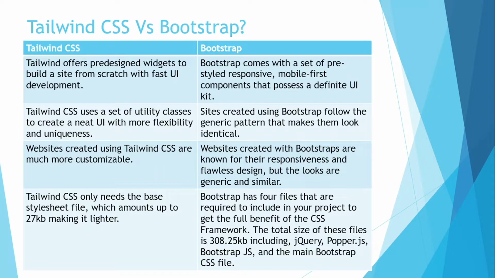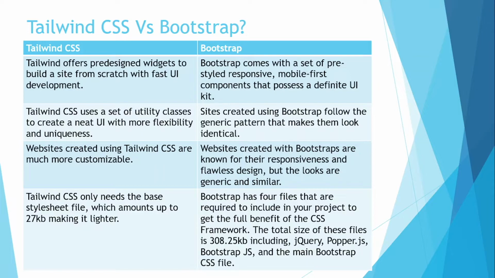So how is it different from Tailwind CSS? Tailwind CSS offers pre-designed widgets to build a site from scratch. So we actually create our own components there with fast UI development, but in Bootstrap some components are already created and then we use those. For example, if you want to create a button, you just call a class in Bootstrap like button primary, and that button is applied there. The styling is already predefined.